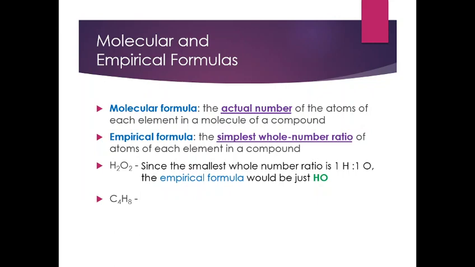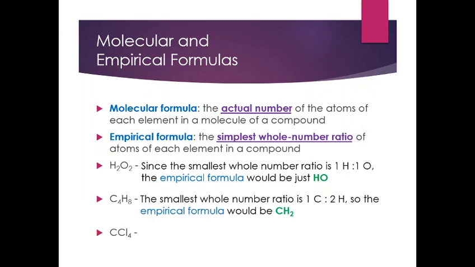Similarly, C4H8. In this case, you're looking at the exact number of carbons and hydrogens in this molecule. But the empirical formula would be a simple ratio, 4 to 8 or 1 to 2 carbon to hydrogen ratio, or an empirical formula of CH2.